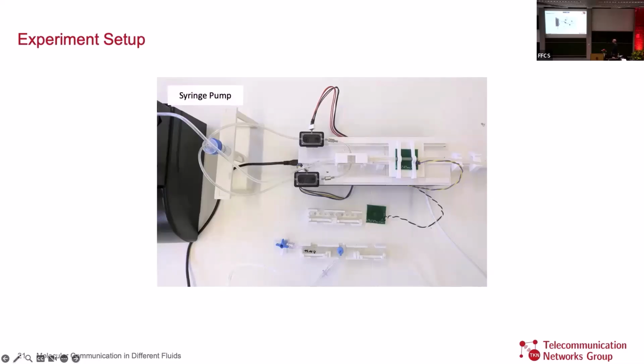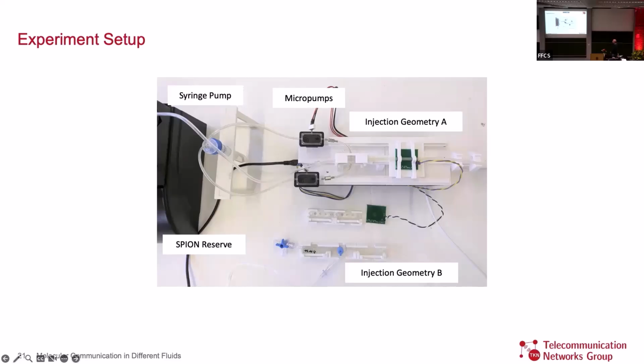So on the left-hand side, we have a pump that puts some synthetic particles. In this case, we use spions. So these are magnetizable particles, so that we can read out later on just by induction changes. We have this reservoir for these spion particles. We have some micro pumps to control the flow here in our system.